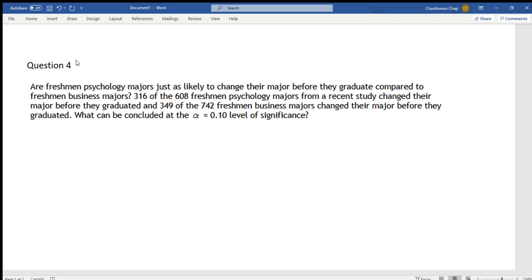The first step is to figure out what kind of test this is. Notice we have 316 out of 608 and 349 out of 742. There are 2 samples involved, and this is a fraction or proportion. So this is a 2-sample proportion test.